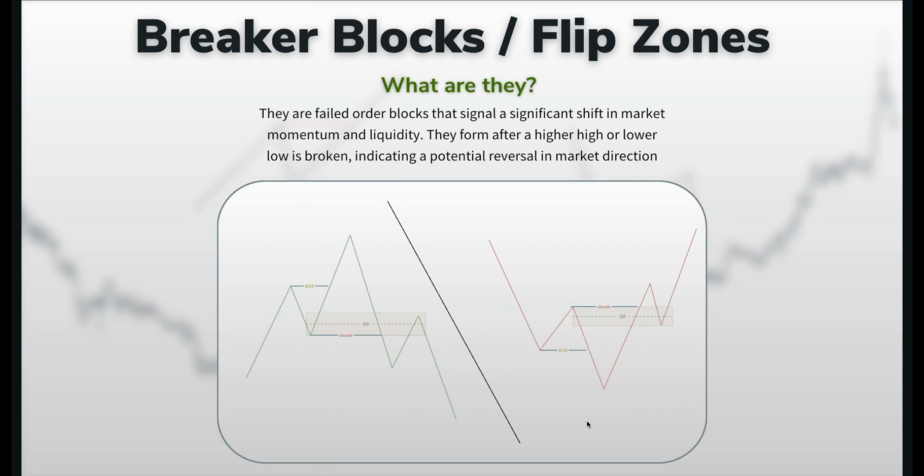So what are they? They are failed order blocks that signal a significant shift in market momentum and liquidity. They form after a high or higher high or lower low is broken, indicating a potential reversal in market direction. So basically, if a demand order block fails, it turns into a breaker block, and if a supply order block fails, that turns into a breaker block as well.